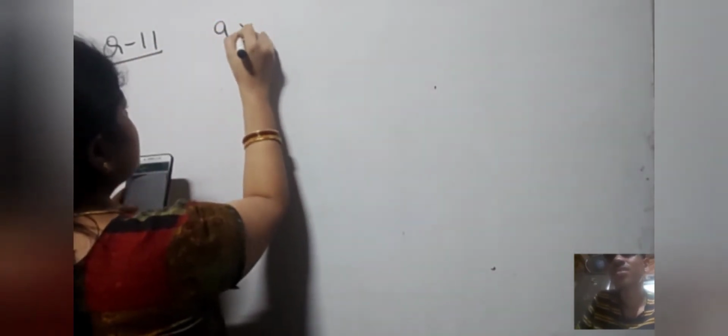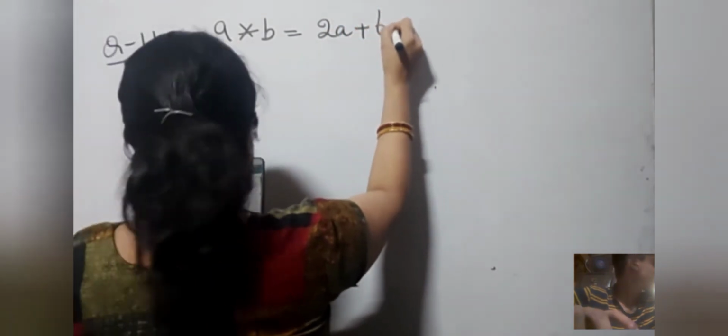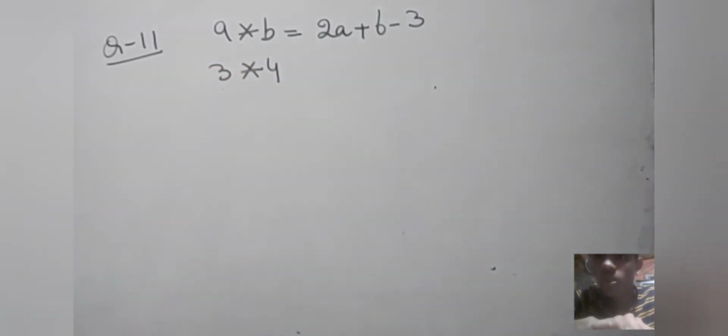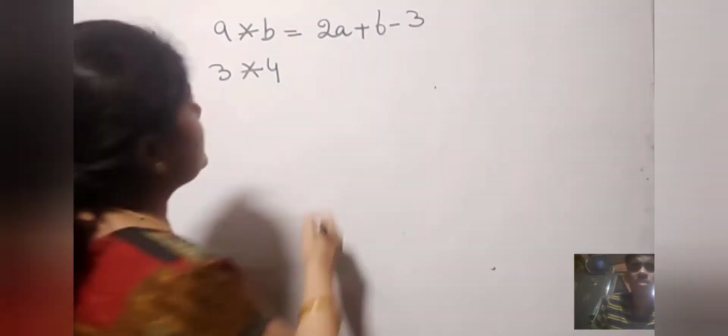Question number 11 on the next page. Question number 11 is given: A operation B is equal to 2A plus B minus 3. Find the operation for 3:4. Okay? It will be done, it is easy. How?